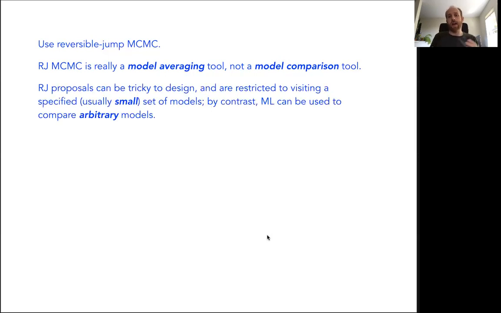The tricky thing is that it's difficult to design reversible jump proposals, and usually it restricts you to a certain set of models that maybe are nested or constrained in some other way so that the Markov chain can work efficiently. So it's going to limit what you can do. By contrast, with marginal likelihoods, you can compare arbitrary models. So it'd be really great to have generic, correct marginal likelihood estimators for these types of models.